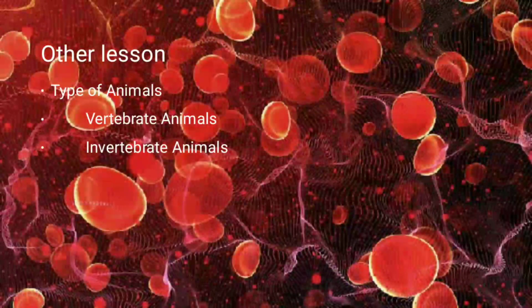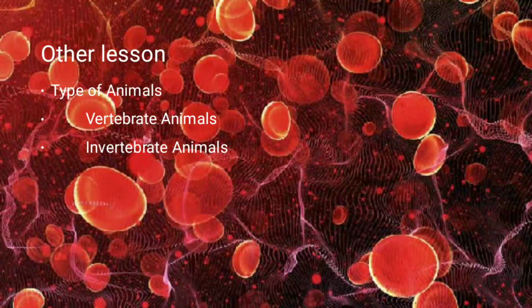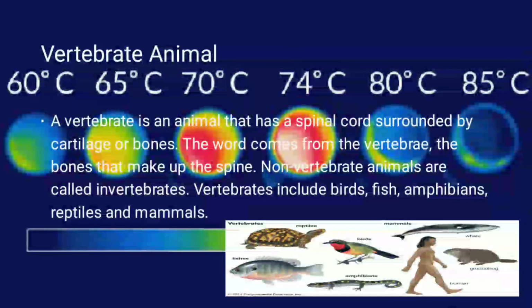Other lesson. So this is the end of the lesson. Another lesson: type of animal. Vertebrate and invertebrate. Vertebrates are the ones that have a spinal cord and some bone. Here's the example of it: turtle, bird, whale, groundhog, amphibians, fishes.